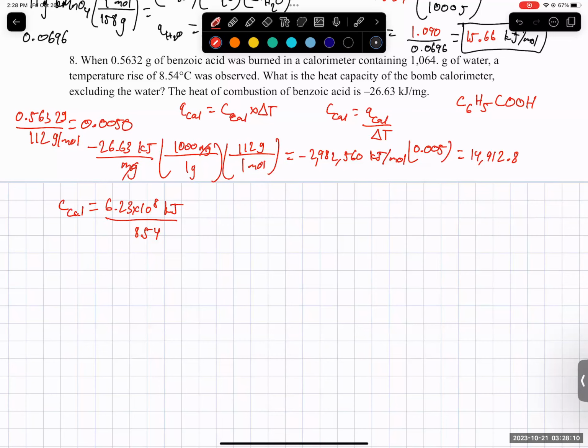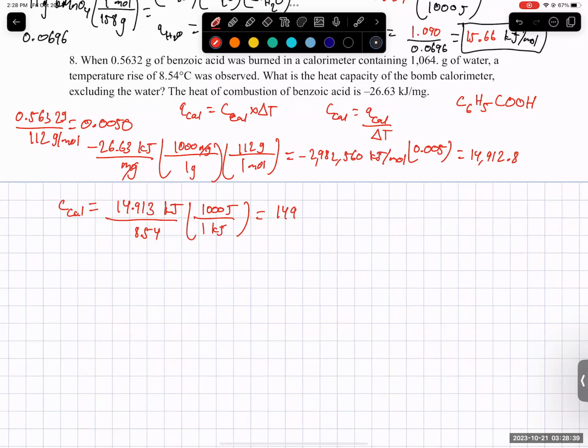So this is now our kilojoules, right? This huge number actually becomes 14,912.8. But heat capacity, normally, is in joules per degree Celsius. We'll convert this to joules. 1 kilojoule is 1,000. So this is 14,900. There we go again. Okay, 14,913.